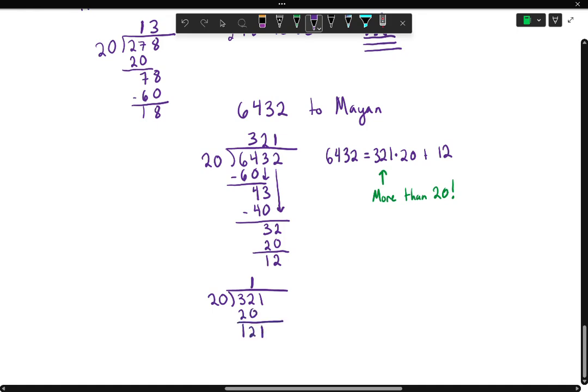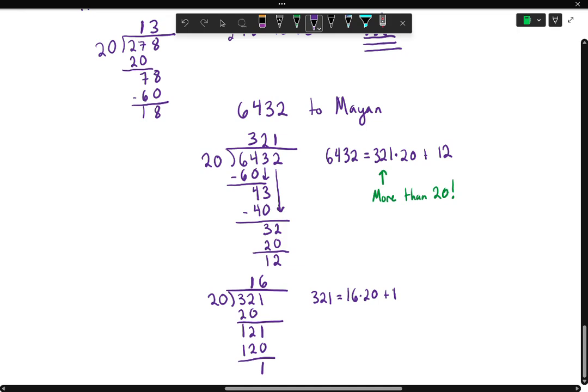I bring down the 1. How many times does 20 go into 121? Oh, that goes in 6 times. So I have 120. I'm left with 1. Since that's less than 20, I'm done. This tells me 321 is 16 times 20 plus 1.